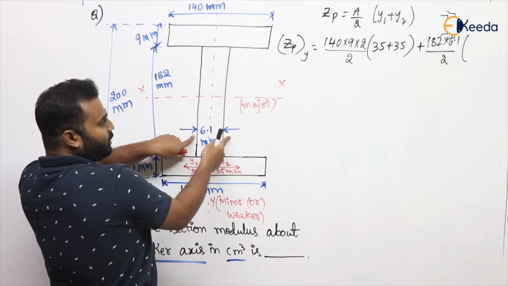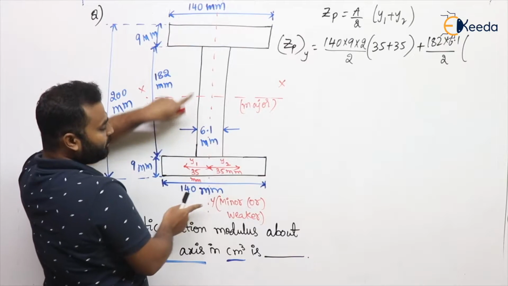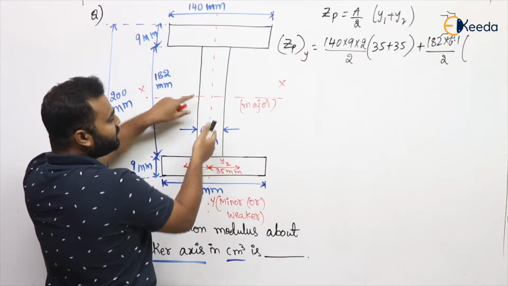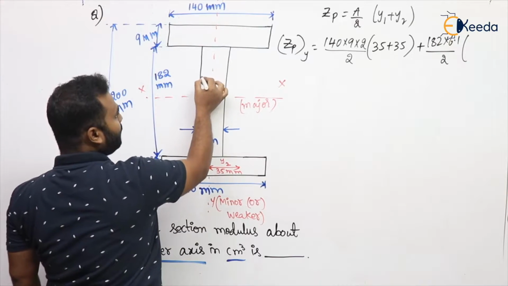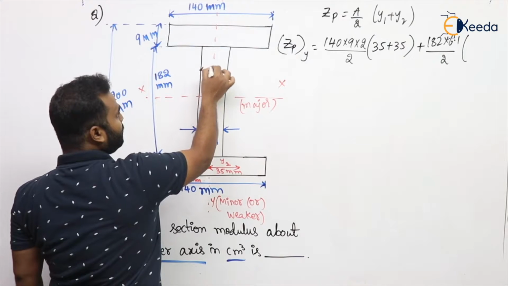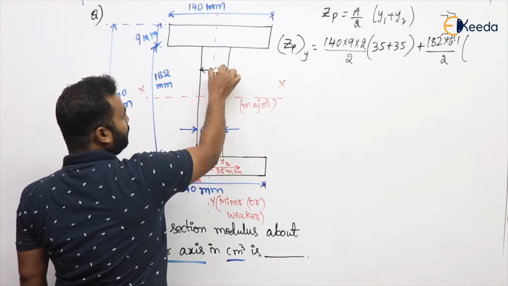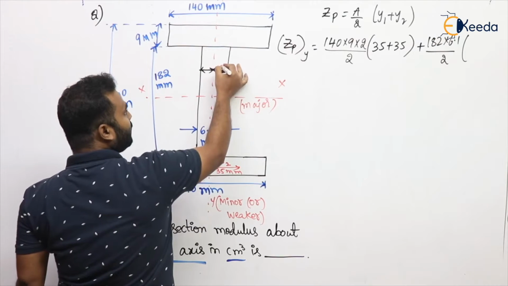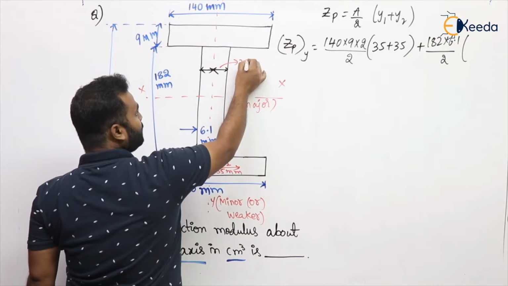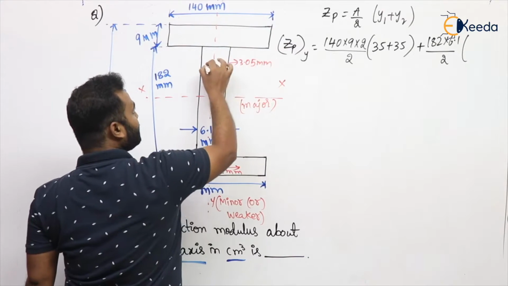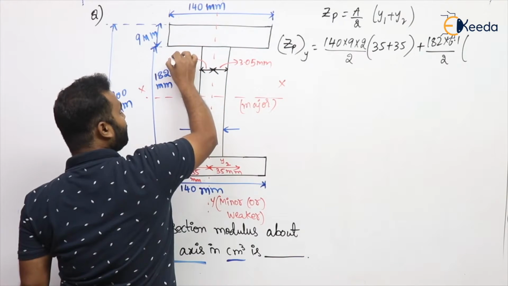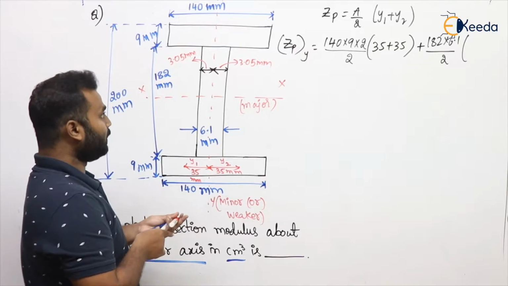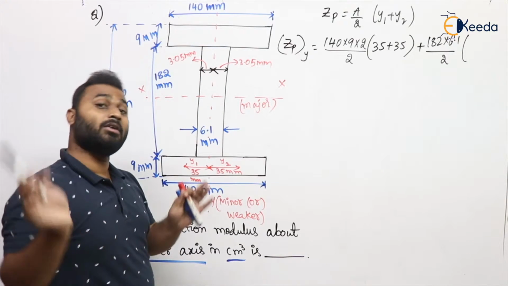So the total is 6.1. Now this y divides this total into two halves. So this is half. Half of 6.1 is 3.05 mm, right? In the same way, this is also one half, that is 3.05 mm. Now in that half, again we have to take one more half.